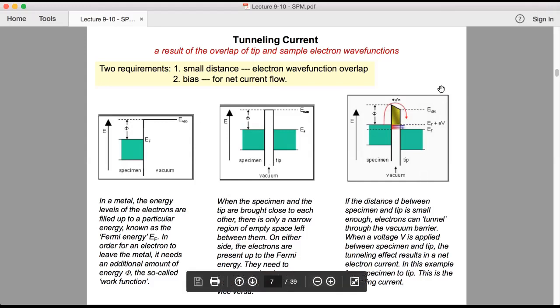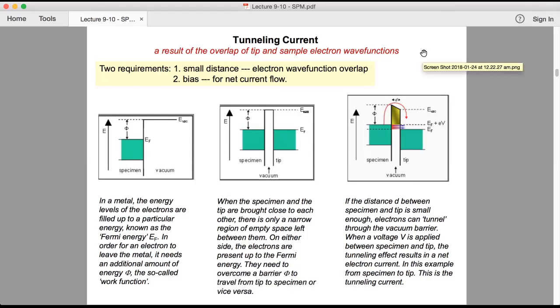When the specimen and the tip are brought closer to each other, there is only a narrow region of empty space left between them. So you take the specimen here, you have the tip. If they are made up of the same material, then no problem. Their Fermi energy levels are at the same level, but there is a gap. Usually we use ultra high vacuum here. So the gap between these two is very small, but it is filled with vacuum.